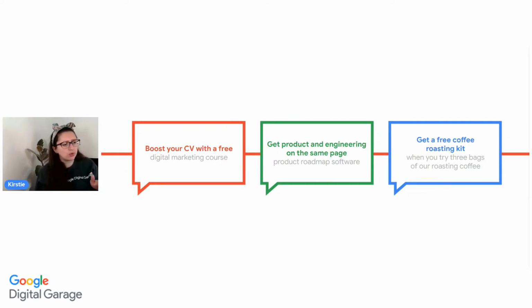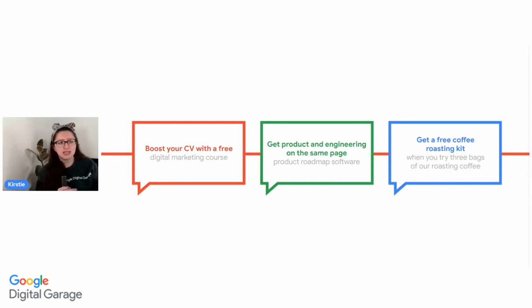What about the one in the blue? Get a free coffee roasting kit. Now, if we knew this brand, we've connected with them before, we like coffee, because some people I know probably are not coffee drinkers, that might make our interest peak. We might read the second half there. When you try 3 bags of our roasting coffee, again, I might have already bought from this brand and think, you know what, I love this coffee. I'm definitely going to buy 3 bags and get my free coffee roasting kit because I absolutely love it. Fantastic.